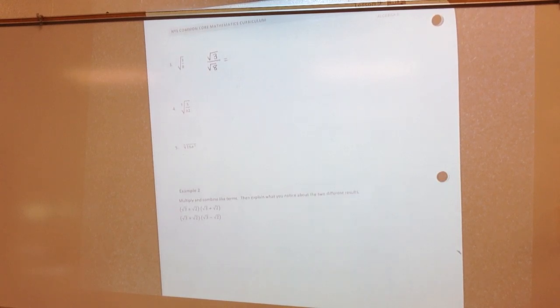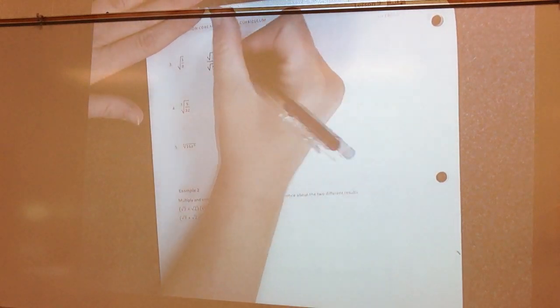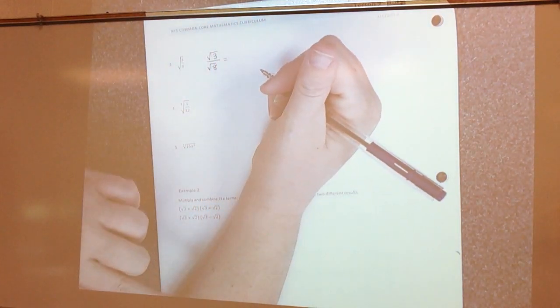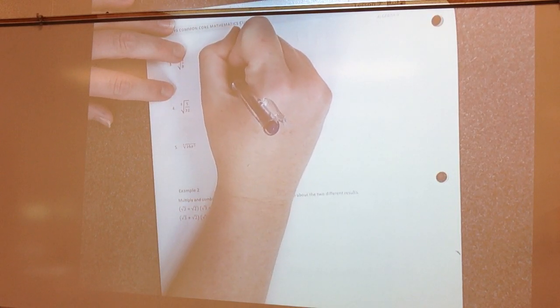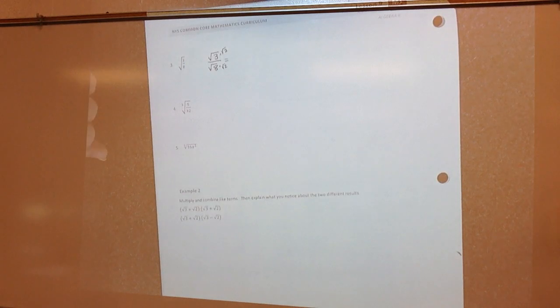Square root of 8, that is not a perfect square, but is there anything I can do to that to get it to be a perfect square? Well, let's think about the multiples of 8. 8, 16, 24, 32. 16 is a perfect square. So what if I multiply everything times the square root of 2? What if I do that?